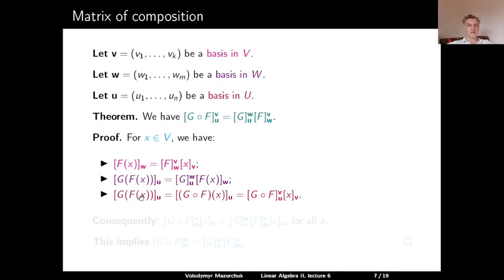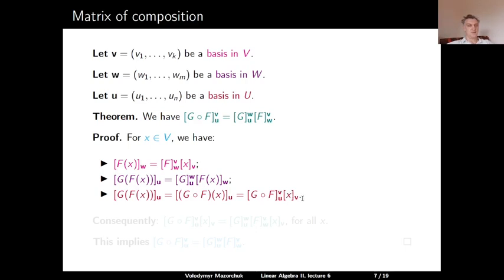On the other hand, the coordinates of the same vector G of f of x in the basis U: by definition, G of f of x is exactly the value of the composition of G and f at x, and this is equal to the matrix of the composition of G and f in the bases U and V times the coordinates of x at V.